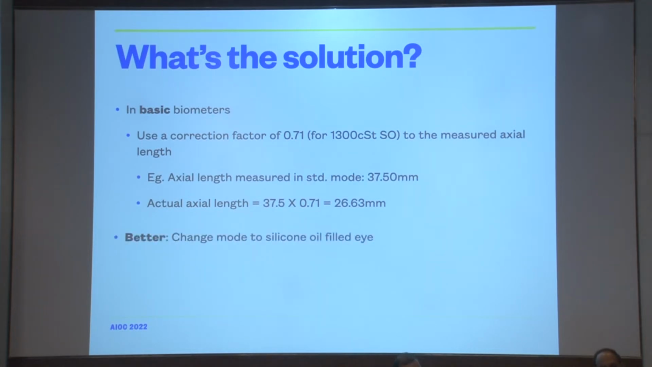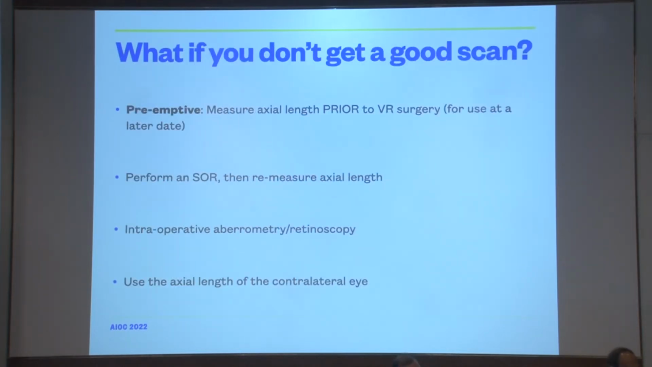But better still is to change the mode to silicone oil filled eye, if your biometer allows. And of course, the best one is to use optical biometers like the LensStar or the IOL Master 700, because you don't really have to do anything much. It gives the absolute correct axial length. But what if you don't get a good scan? A very important preemptive solution is to measure the axial length prior to VR surgery, so that we can use this at a later date when we go ahead with the cataract surgery.